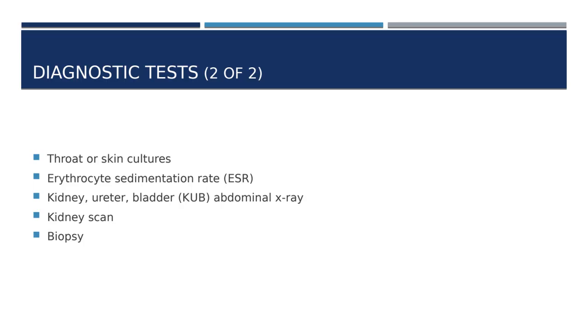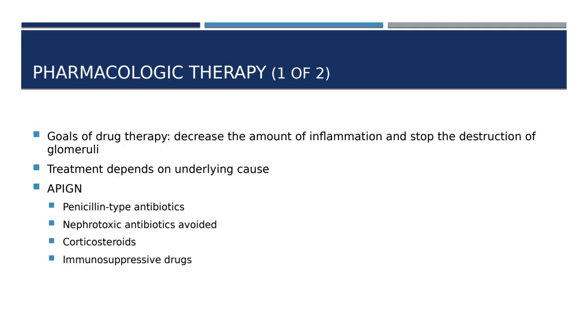Diagnostic tests, obviously we can do a throat culture to reconfirm strep throat. We've talked about our ESRs and our CRPs for inflammatory markers. They're generic. They're not going to tell me where the infection is. It just tells me that I have one. We can do the KUB, kidney, ureters, bladder, kidney scans, biopsies, if we're concerned about some form of kidney cancer.